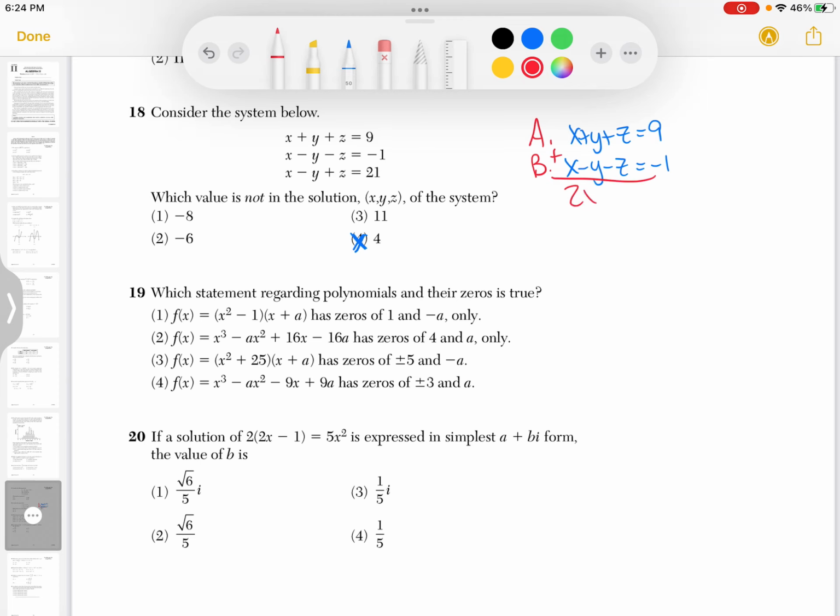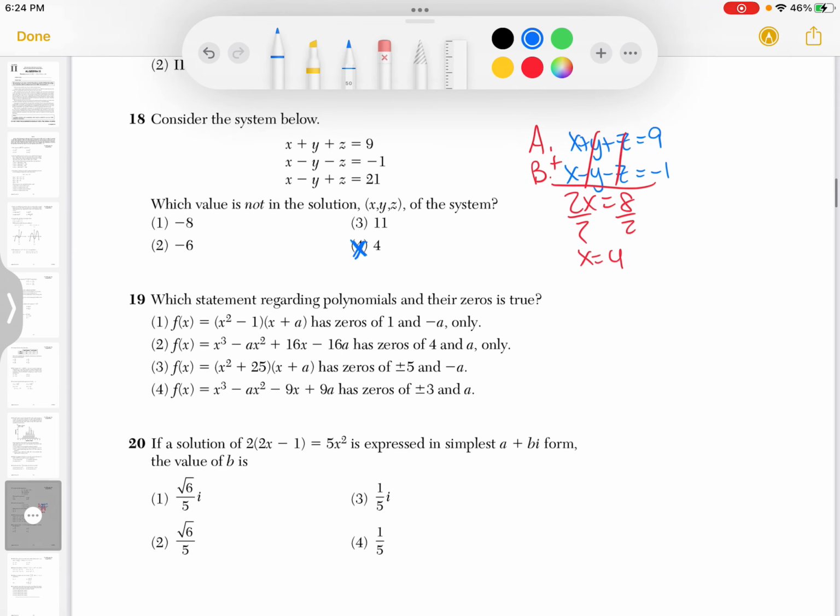Okay, add them together. I get 2x, those both canceled, equals 8, divide by 2, and I got x equals 4. Perfect. So I'm kind of a third of the way there, but what I have to do now is solve for either y or z. Usually when we do this, we end up with 2 separate equations, and I can take one of them and plug in because it's only in 2 variables.